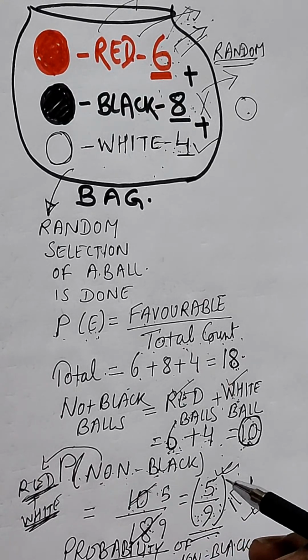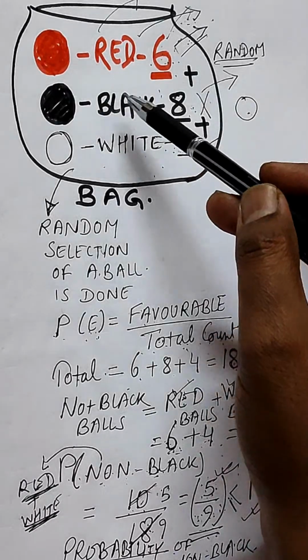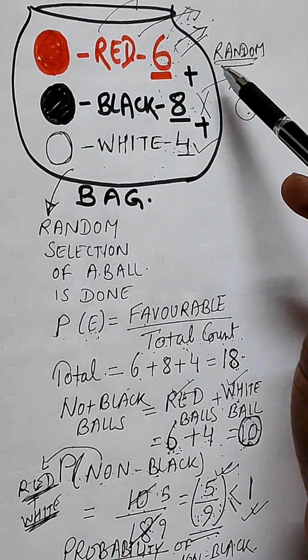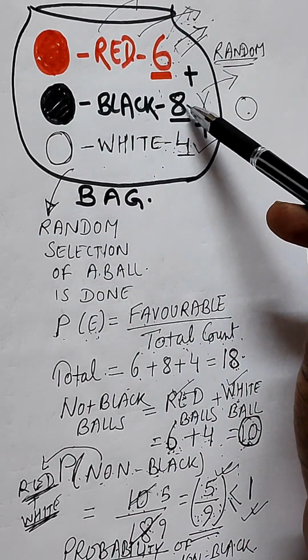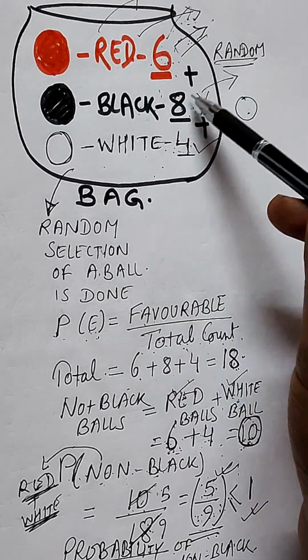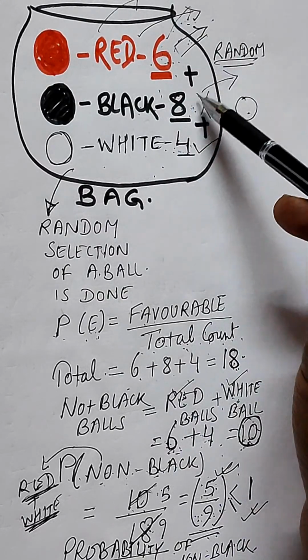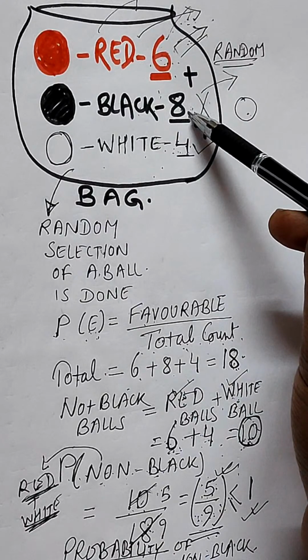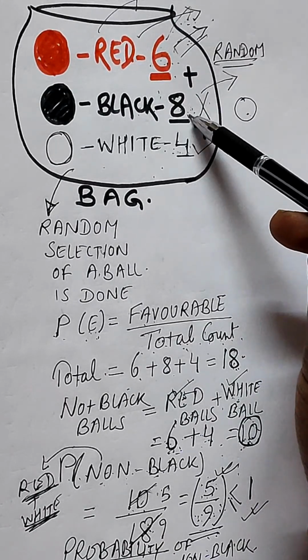This is a question of probability. The question is that some balls are kept in a bag and we have to draw a ball randomly, and what is the probability that the ball which we bring out is a non-black ball, right? So that is calculated over here.